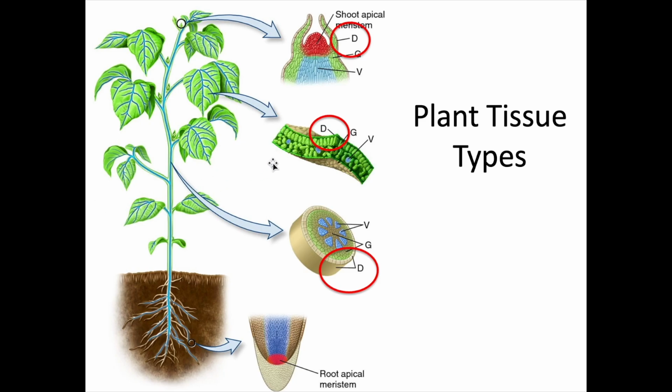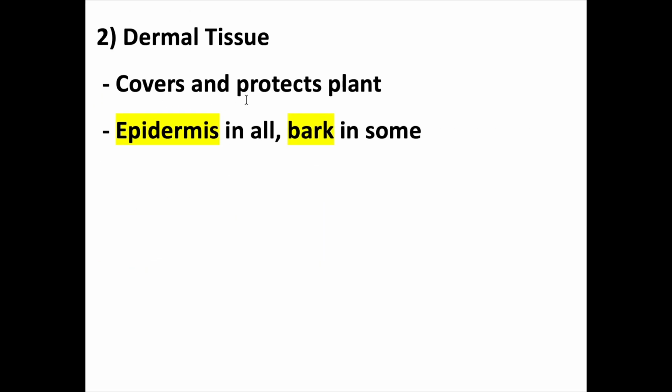If you're familiar with the word dermal at all, referring to your own body, dermal means skin, and it's the same way with plants. Dermal tissue is their outermost layer. Here's the D for dermal tissue. So yeah, there's dermal tissue on the leaves, on the stems, and on the roots. It's the outermost layer of cells everywhere on the plant. It covers and protects the plant. In all parts of the plant and in all plants, it forms what's called the epidermis.